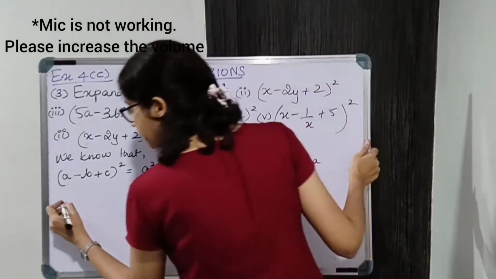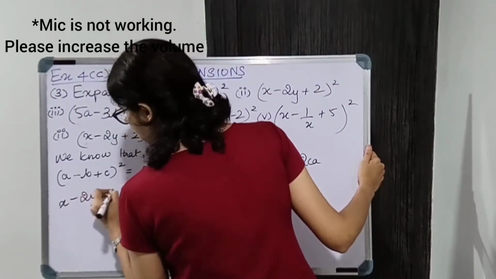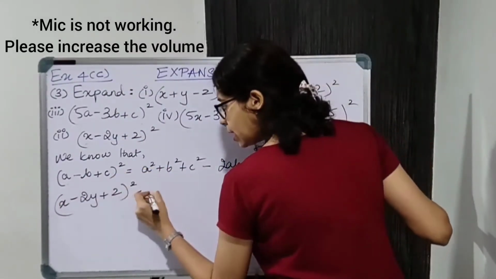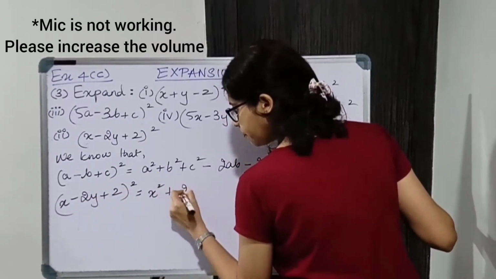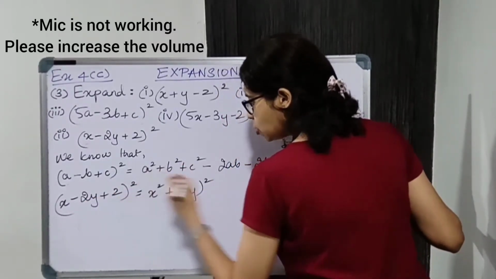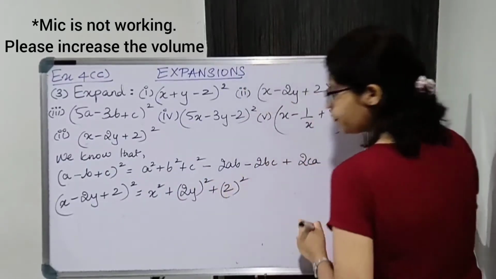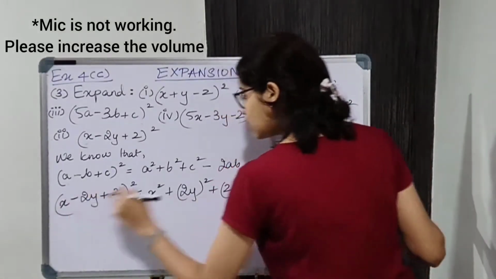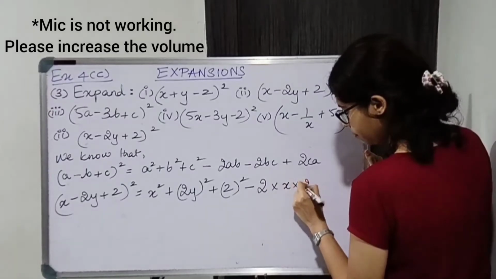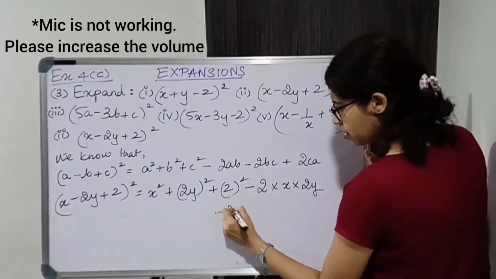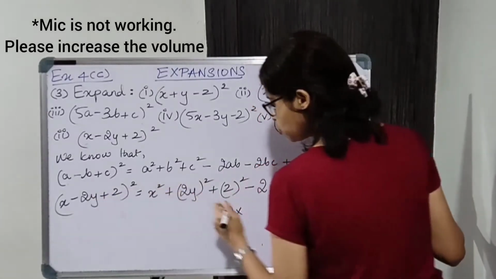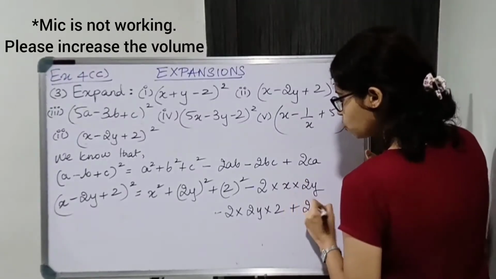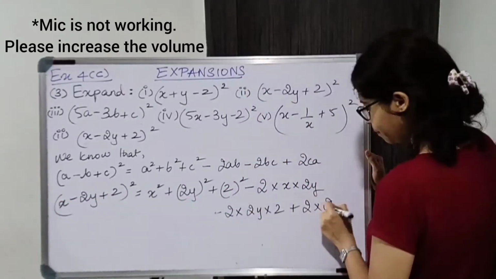Now, therefore x minus 2y plus 2 the whole square is equal to, substitute A की जगह पे x, B की जगह पे 2y and C की जगह पे 2 the whole square. Now minus 2 into a into b, that is x into 2y, minus 2 into b into c, that is 2y into 2, plus 2 into ca, that is 2 into x.